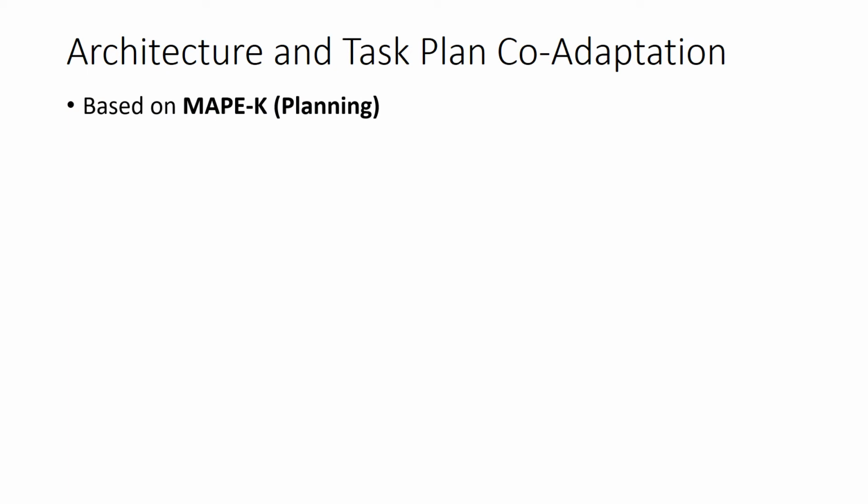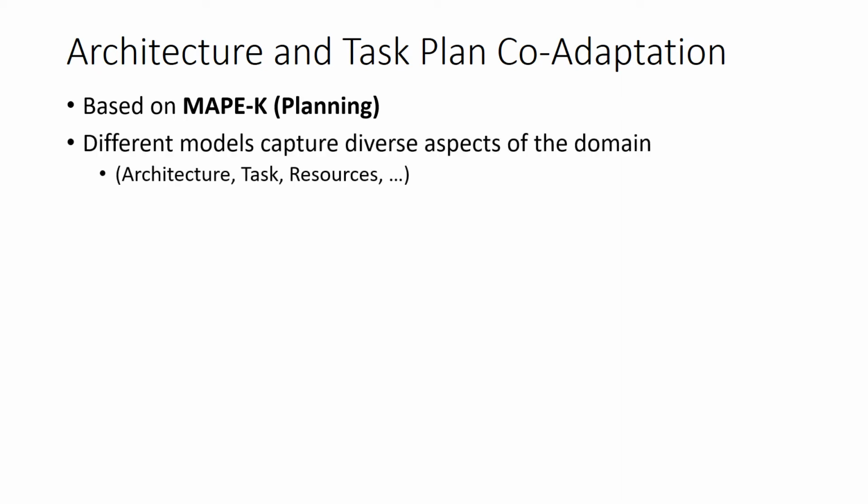Our approach to architecture and task plan co-adaptation is based on the MAPE model, and specifically, it is designed to be integrated as part of its planning stage. Our approach assumes a set of domain models in MAPE's knowledge base that capture different aspects of the domain, such as the software architecture of the system, tasks, or resources such as energy.